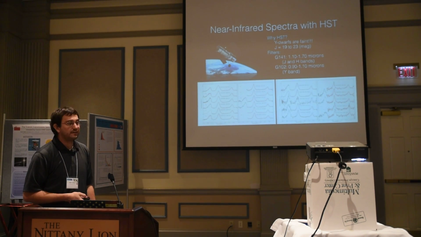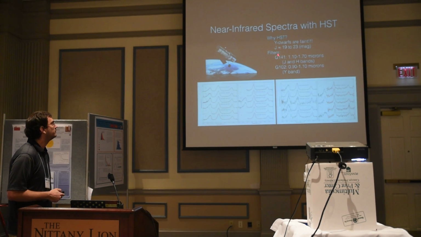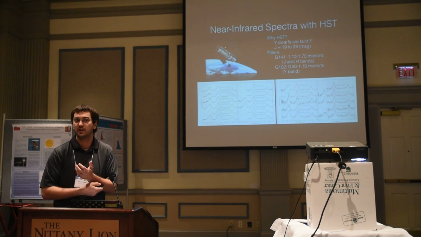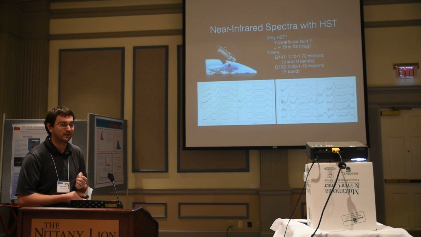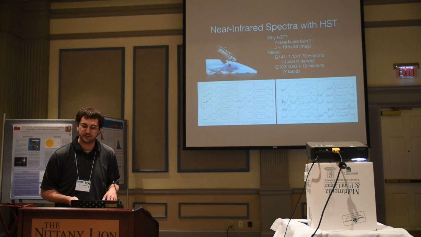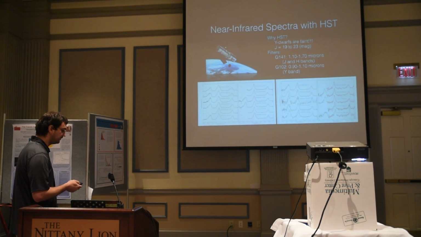So Y dwarfs are really, really faint, as you can see in the previous slide, with J magnitudes between 19 and 23, which is incredibly hard to do from the ground. So we use HST slitless grism spectroscopy, which has its own problems, which requires a lot of different reduction methods. If you want to talk to me about that later and why that's necessary, feel free to ask me.